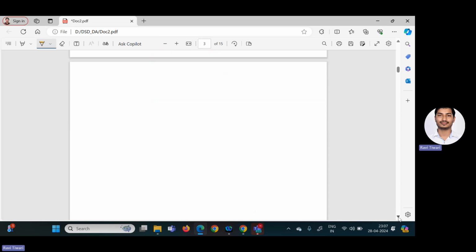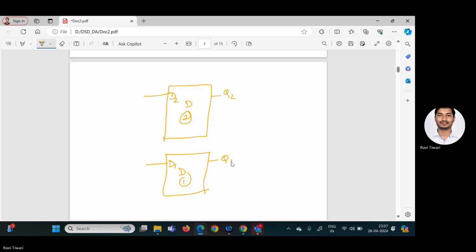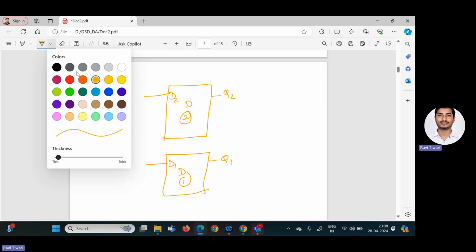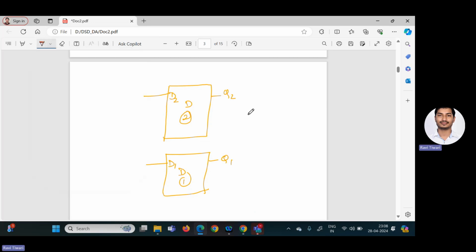At the top, I am drawing D2. Similarly, at the bottom, I will draw D1. This is D2 and this is D1. From here, you will get Q2. This will be Q1. And also, you have to draw the same clock to all the flip-flops because it's a synchronous circuit. So same clock I am giving to all the flip-flops. This is clock. And here I will get Q2 bar and here I will get Q1 bar.